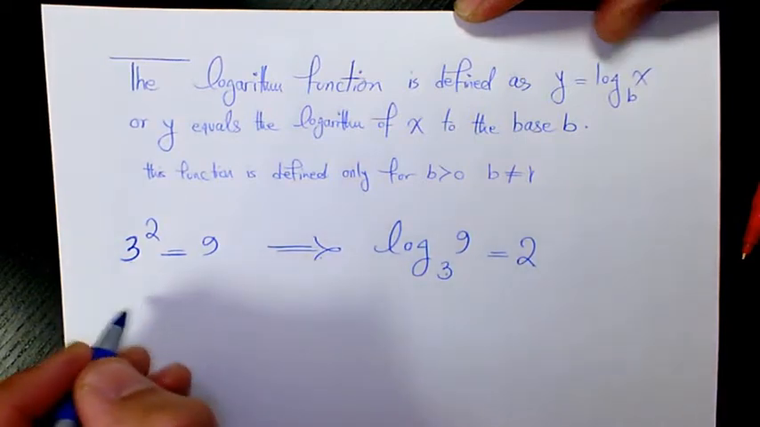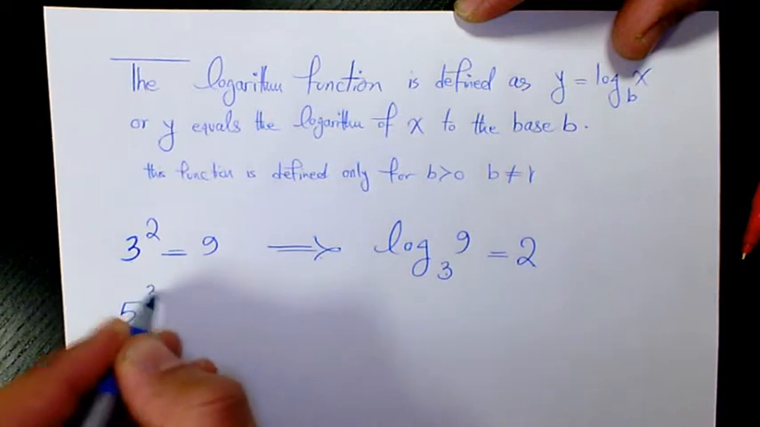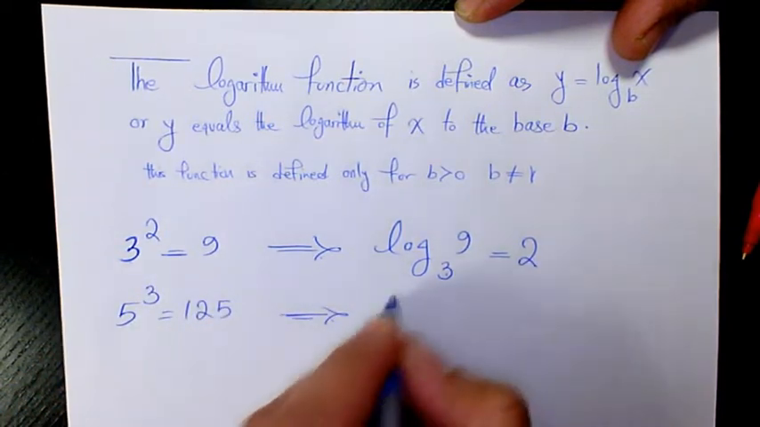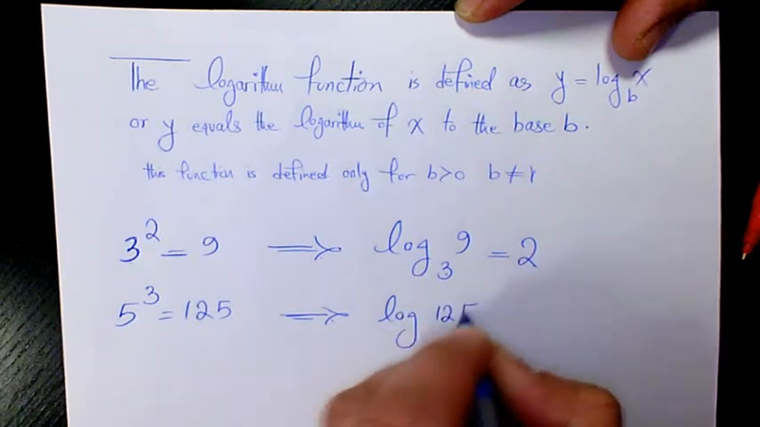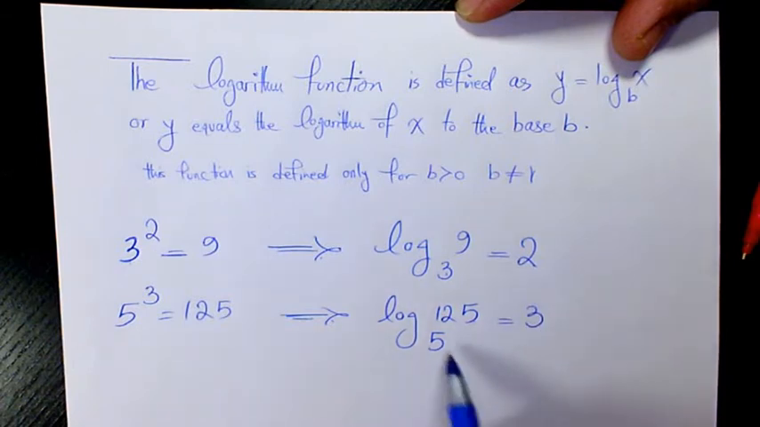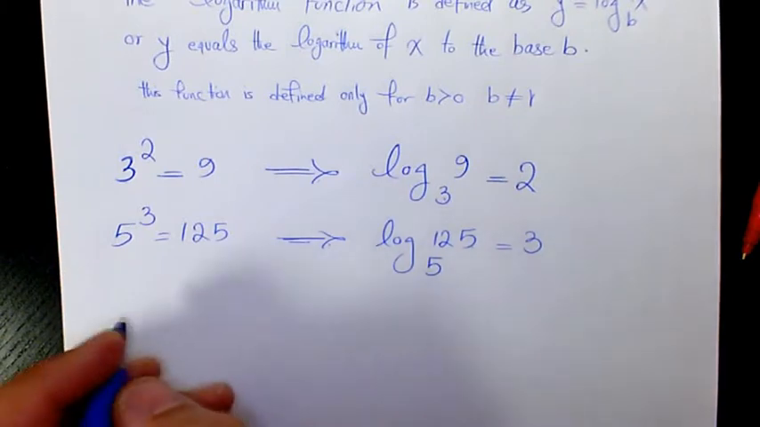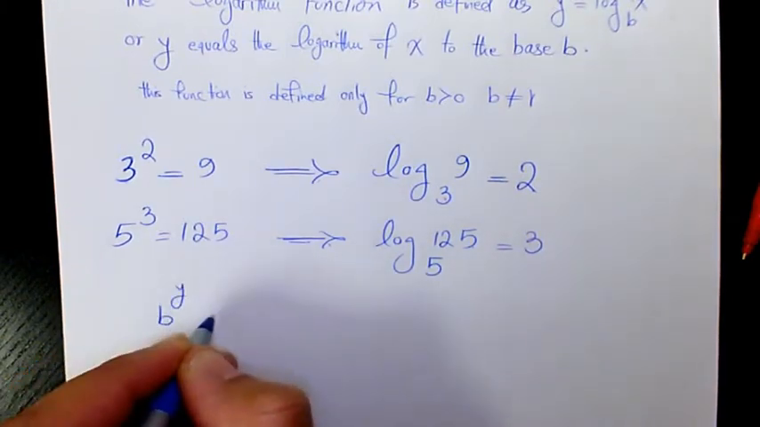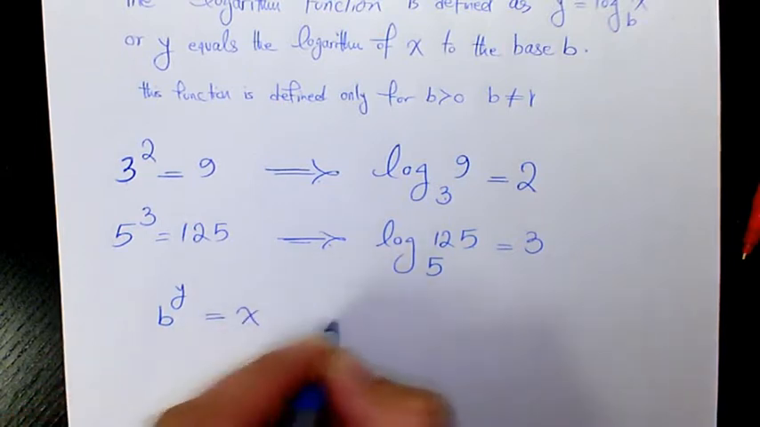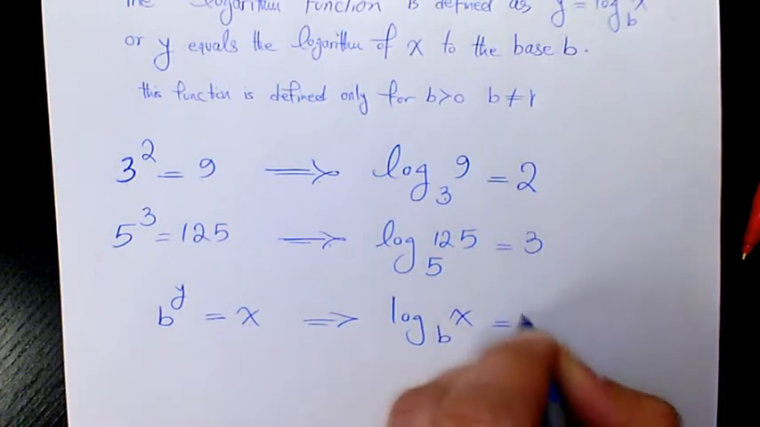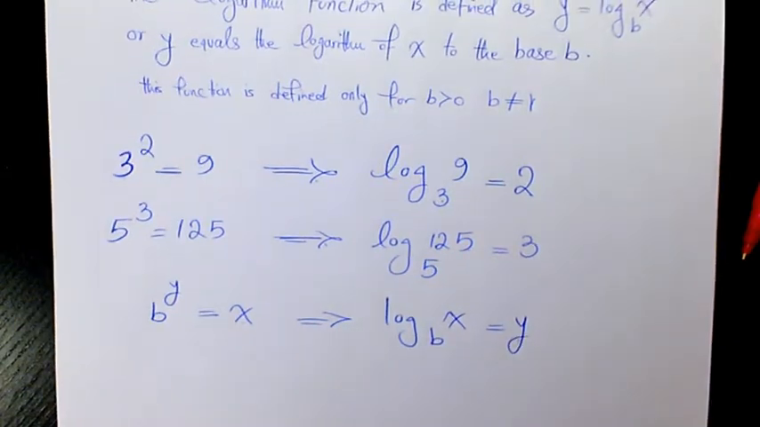Another example, I have 5 to the power of 3 is 125. So log 125 base 5 is 3. So again, 5 to the power of 3 equals 125. So I'm going to say b to the power of y equals x. I can write it as log x base b equals y.